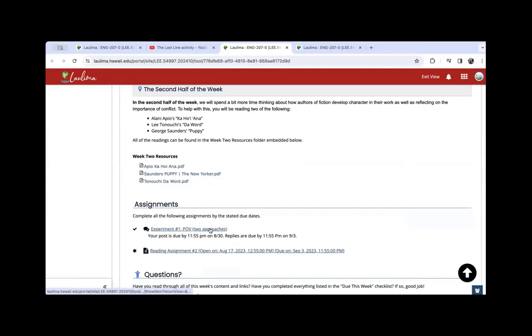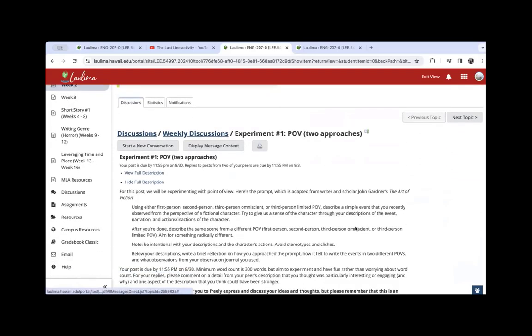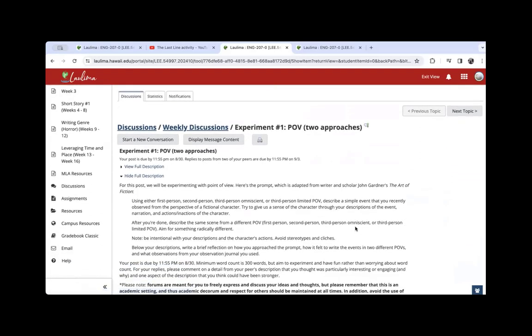One of the first experiments that they work on, and these experiments are all about allowing students to flex their creativity in a fun way, is this POV activity. It's based on a prompt in John Gardner's The Art of Fiction. The first thing they do is choose a POV, first person, second person, or third person, and describe an event, a scene, in that perspective. After they're done, they then have to write the exact same scene from a different POV.